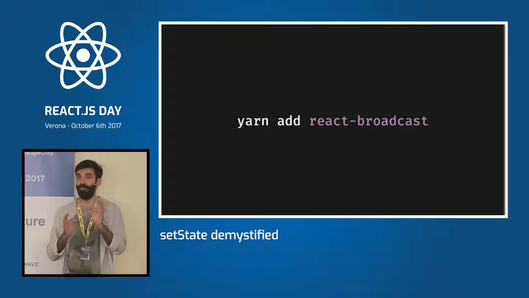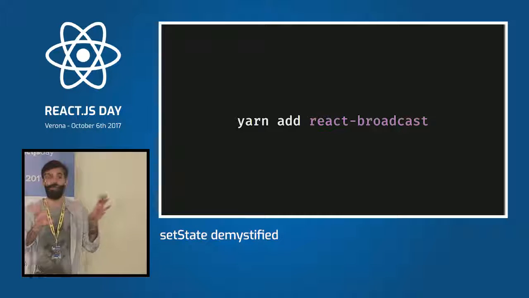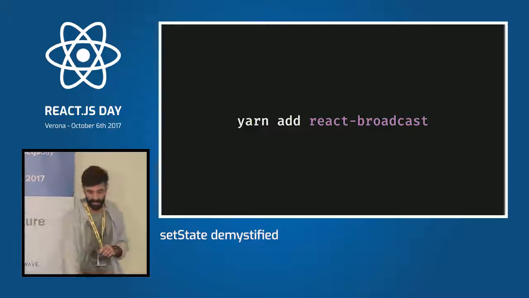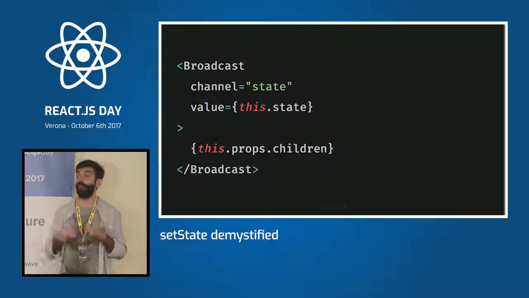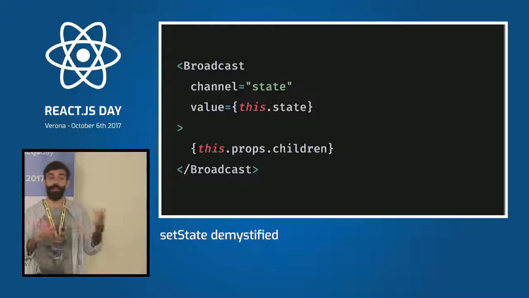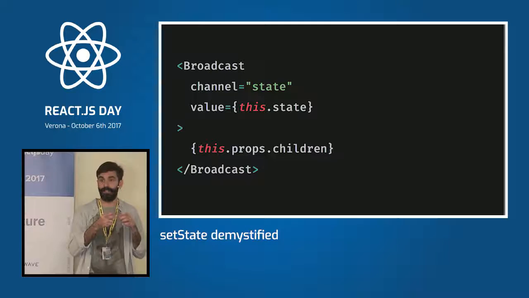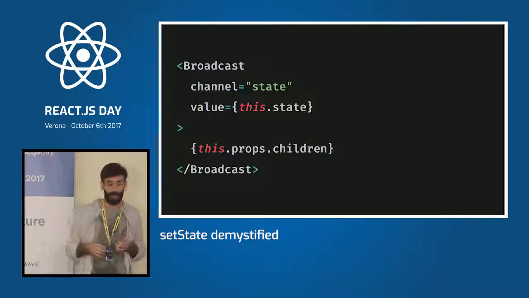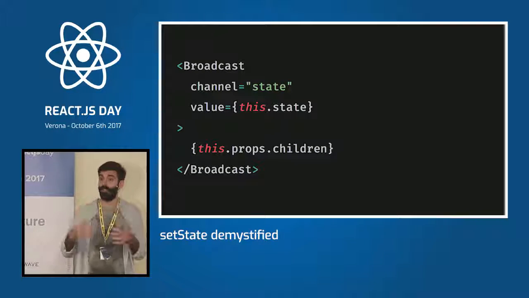If the only thing you want is to share the state between components in different parts of your tree that are not connected, you can use React Broadcast. You create a broadcast component wherever you want in your tree, even in the root. You define a channel, which is where the data is passed through, and then the value that you want to share between your components, and then you render the children.